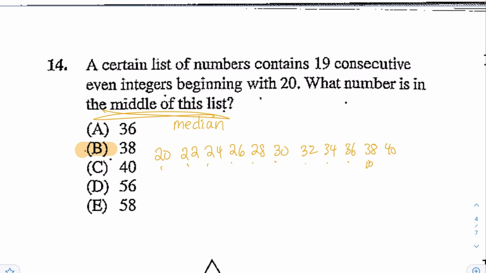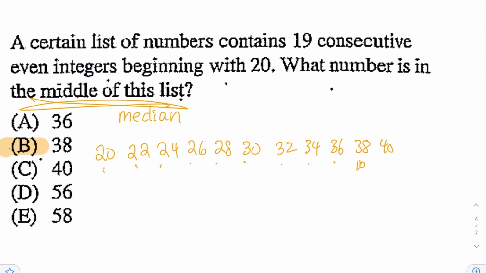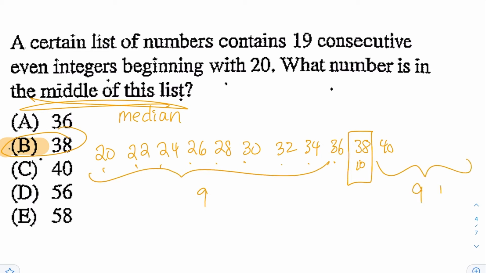So it's the 10th number. Once you have the 10th number, you know that that's in the middle because you have 9 numbers less than it and another 9 numbers bigger. And this 10th number is in the middle of this list of 19.